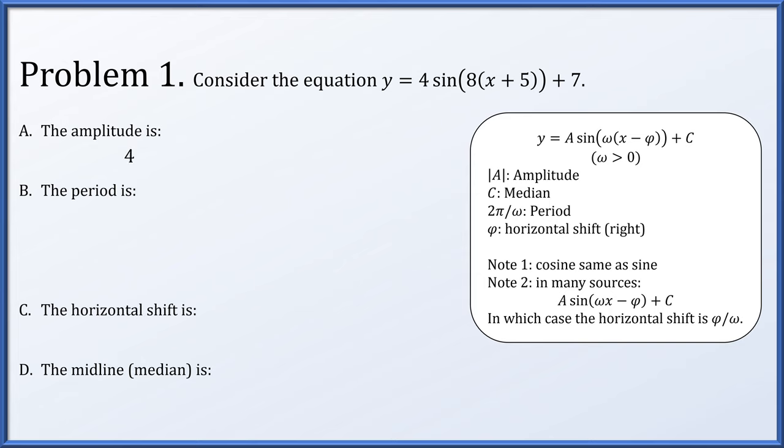So looking at our function, the amplitude is 4, the absolute value of the coefficient of the sine function. The period is 2 pi over 8, which is pi over 4. The horizontal shift is 5 units left, because the way it is written in the box to the right, x minus phi represents a shift of phi to the right. So since we have x plus 5, that's 5 units left. And the median is y equals 7.